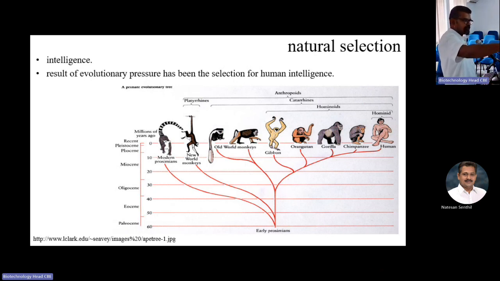Whereas the gibbons, orangutans, gorillas, and chimpanzees could remember up to 10 or 12 times. They used to do the same job, but again, they needed to be taught. Whereas humans, we do a job and we never forget in our life, right? So the result of evolutionary pressure has been the selection for human intelligence.